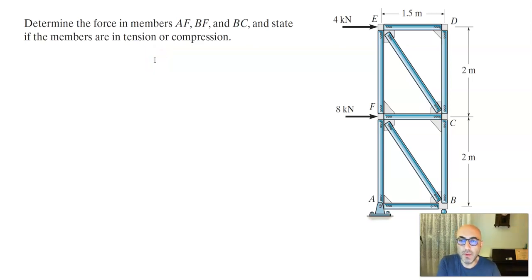Determine the force in members AF, BF, and BC and state if the members are in tension or compression. Okay, so we have a structure here, a truss structure, and it is kind of in the form of a vertical cantilever structure.